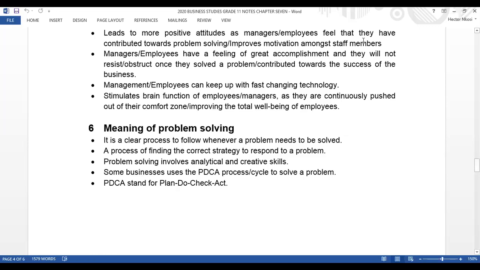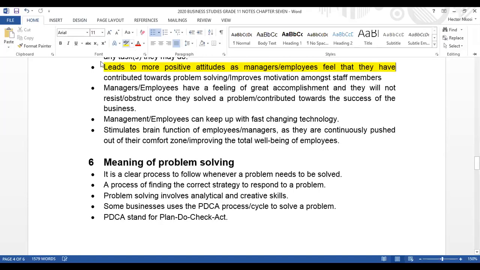let's look at the meaning of problem solving, right? So we said yesterday, it is a clear process whenever a problem is to be solved, basically, right? Sorry, I need my highlighter. Just a second. Sorry about that.